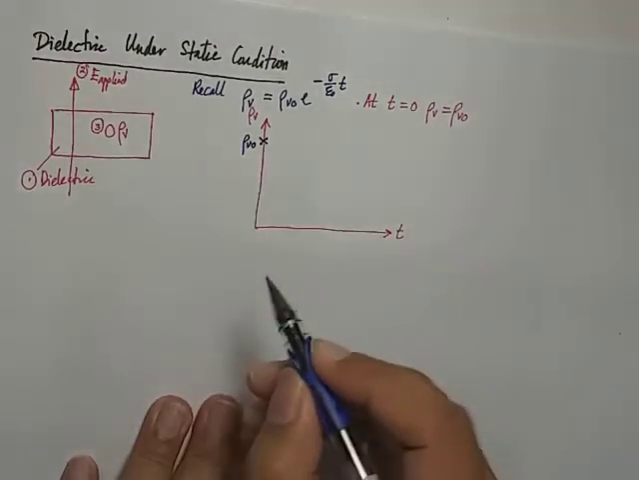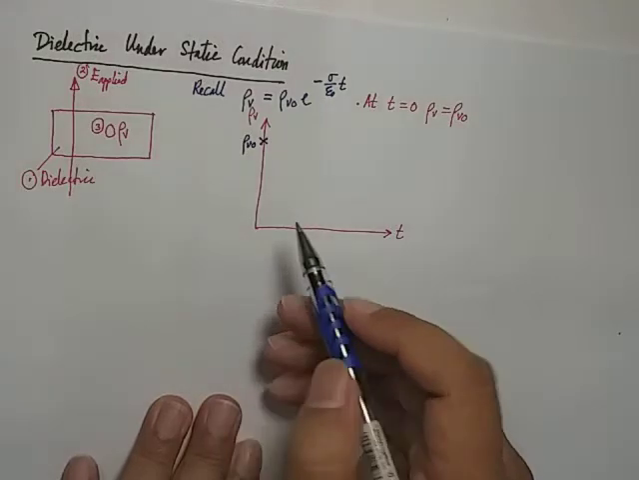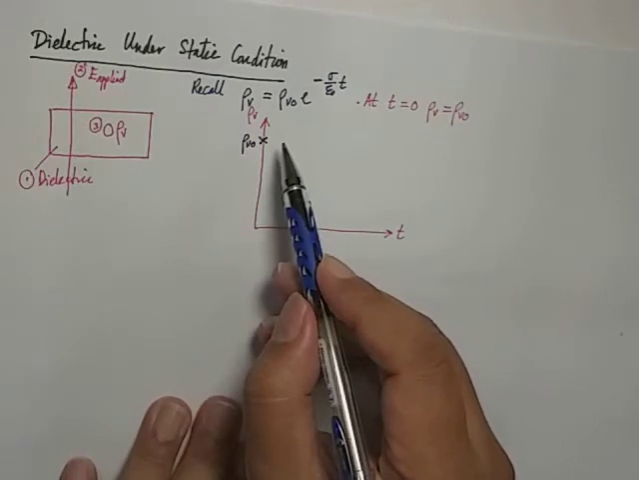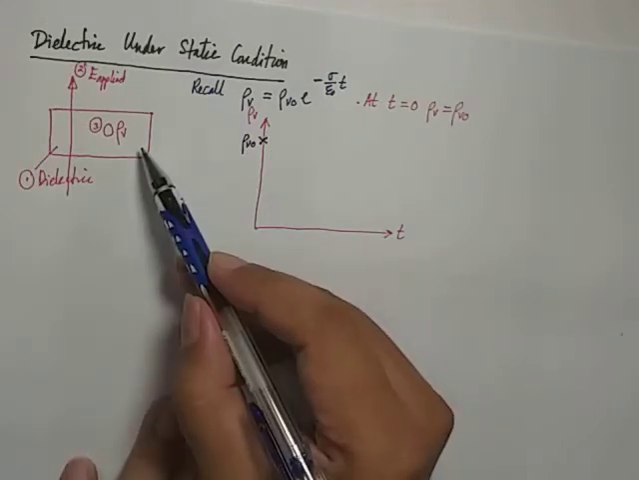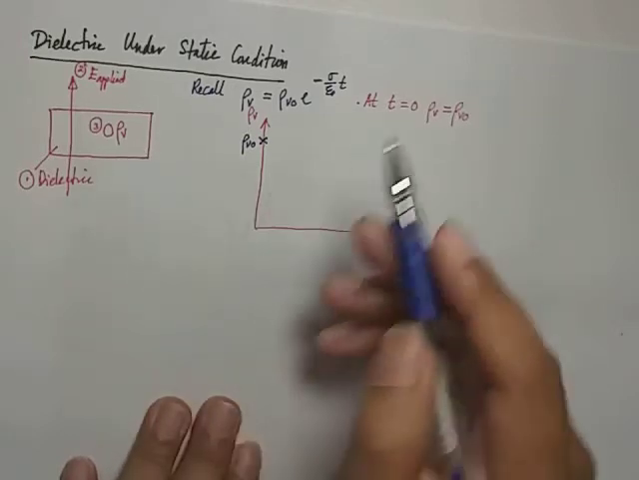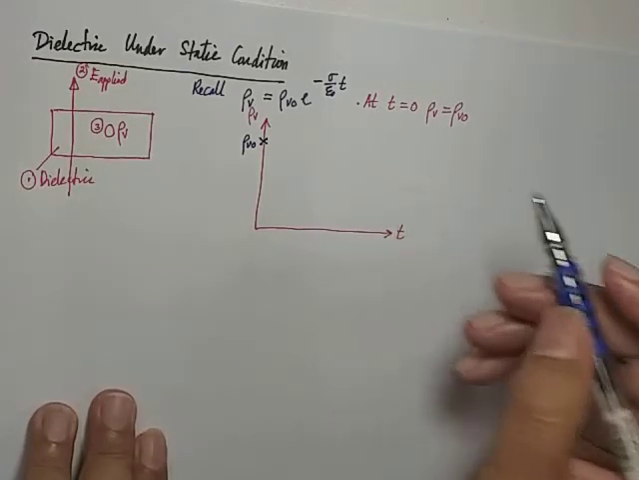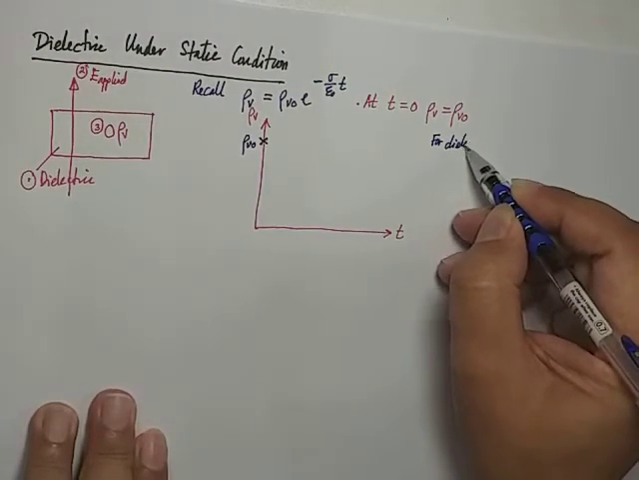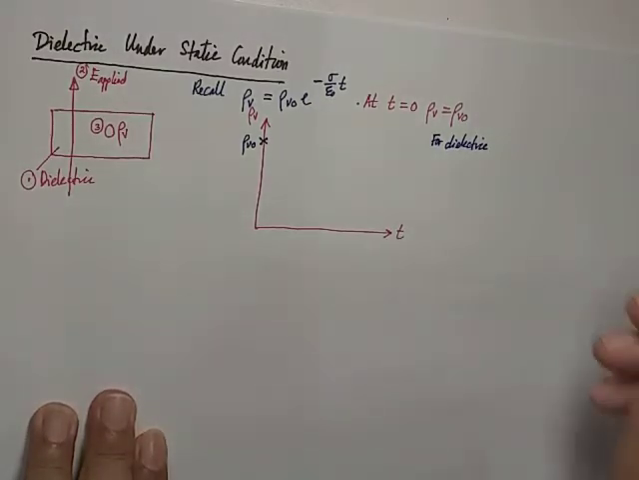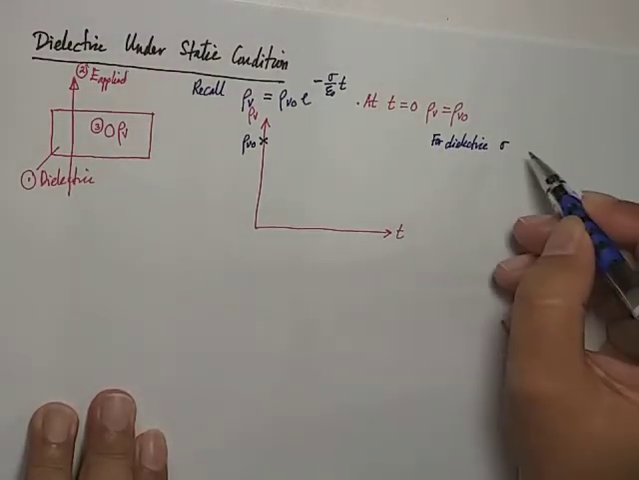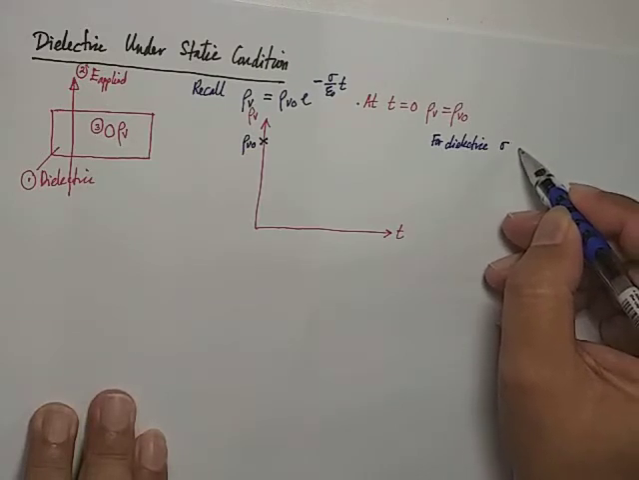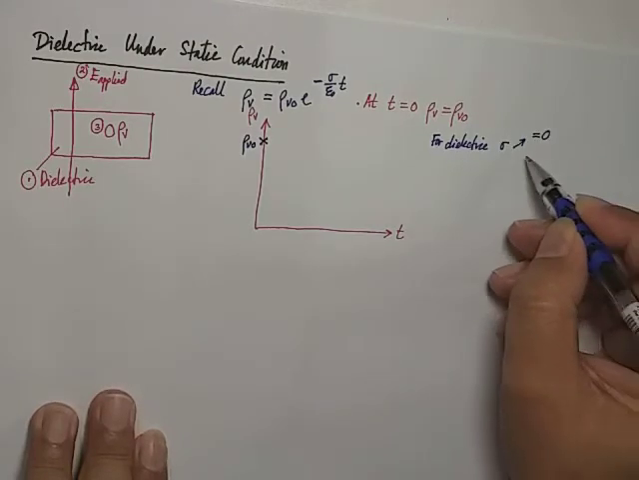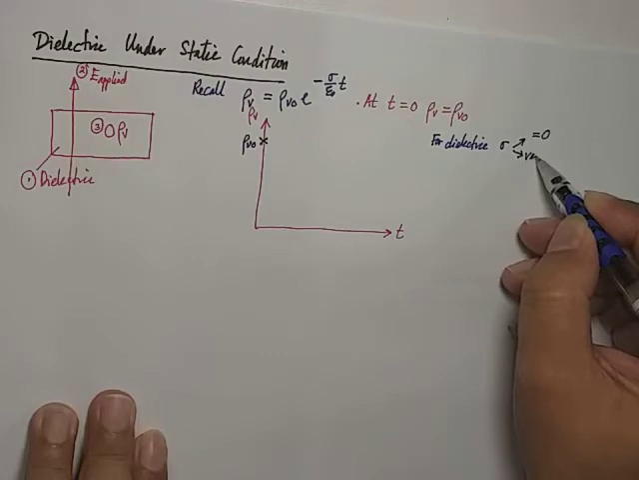That's what we assume. Now we're going to use this particular equation to model what happens to the charge rho v as the dielectric is exposed to electric field. So what we're going to conclude for dielectric, what is the value of sigma? Sigma is usually very small, or sometimes we can take it to be equal to 0 for a very good dielectric, or we can assume it to be very small.